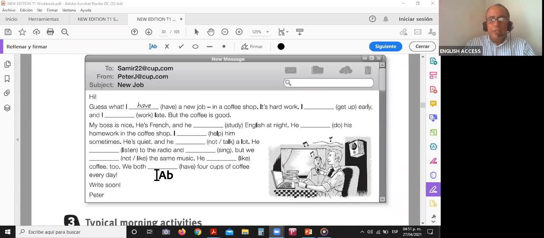Here we answer this activity by using the verbs given. We have all the verbs in the brackets. Well, for example, I have it's hard work. The answer, get up. And I work late. But my boss is nice. He's French and he, what is the verb here? What is the correct verb? He studies. Very good, Carolina, because we are talking about the boss.